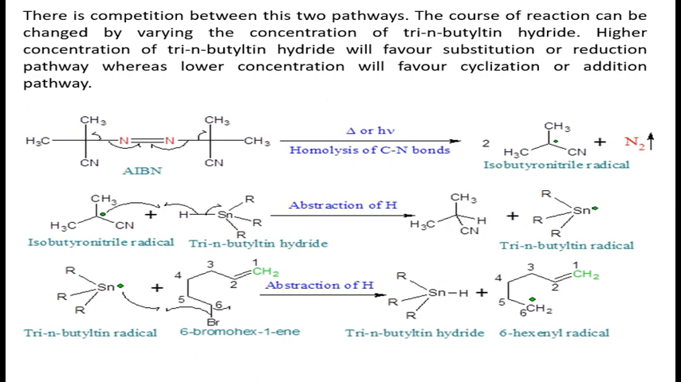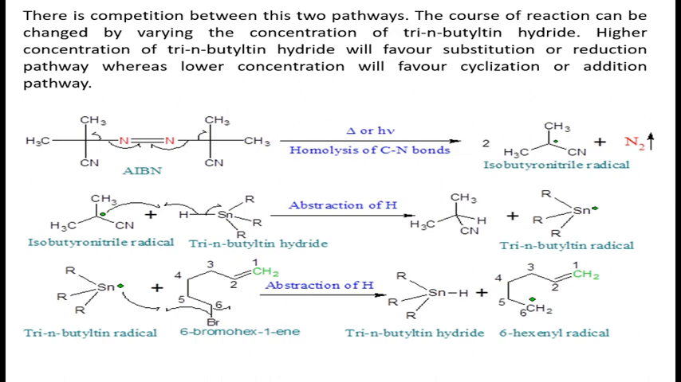isobutyronitrile radical. In the next step, isobutyronitrile radical abstracts hydrogen from tri-n-butyltin hydride, and this generates tri-n-butyltin radical. In this reaction with the reactant bromohexene, the actual reacting species is tri-n-butyltin radical.